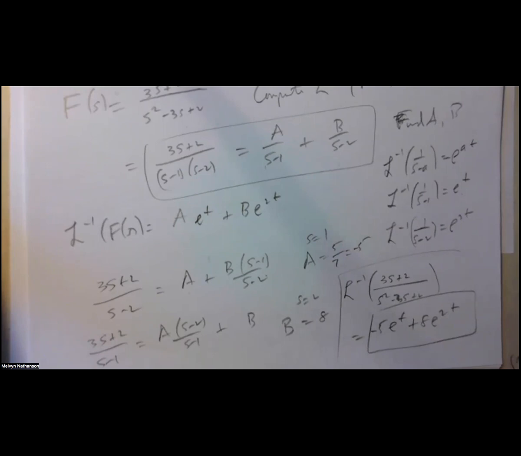And in general, if you have a rational function whose denominator factors into distinct linear factors, the easiest thing to do is to expand that rational function into partial fractions, solve for the numerators, and you'll get a linear combination of exponential functions.